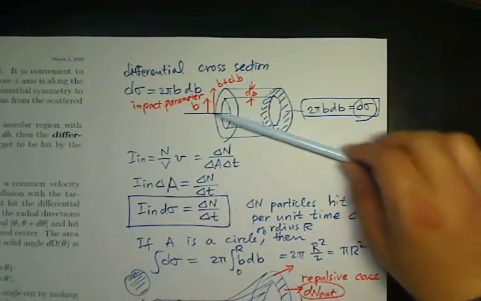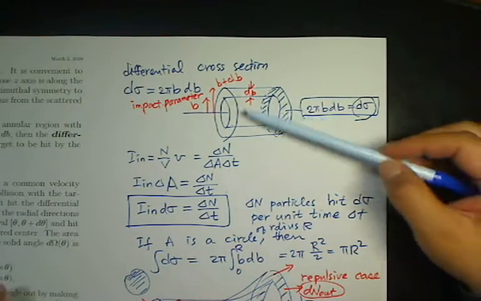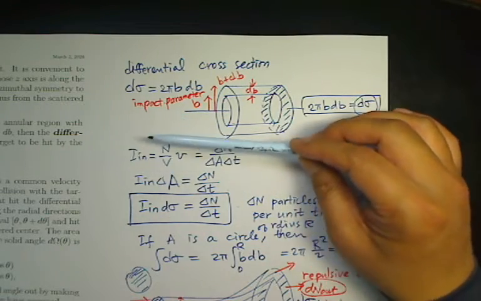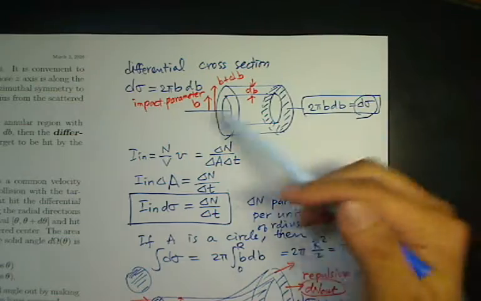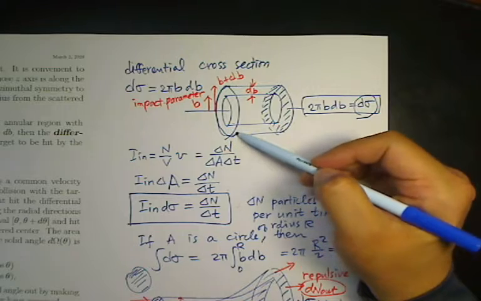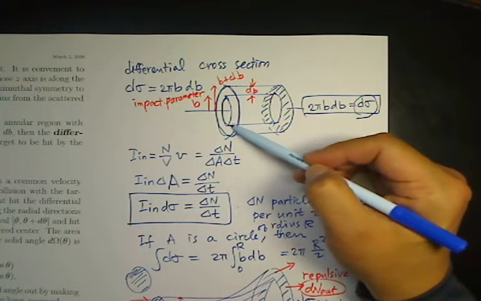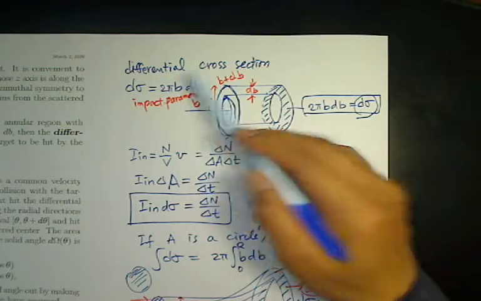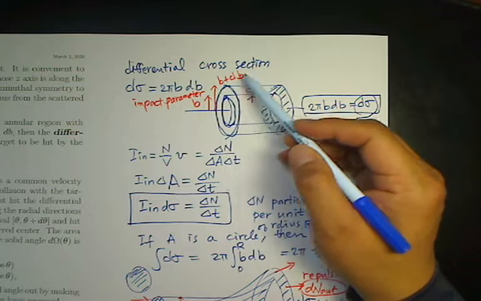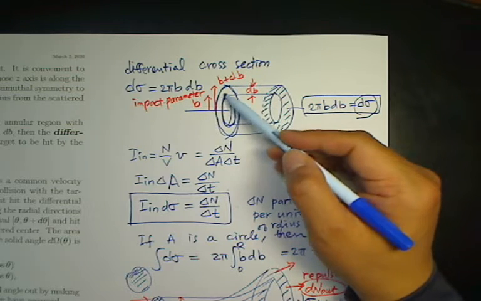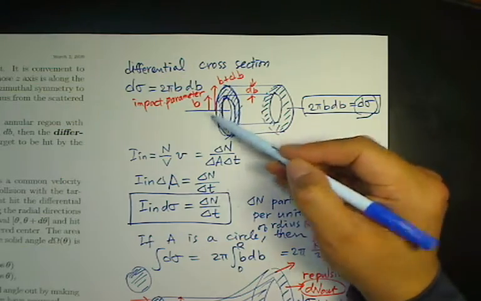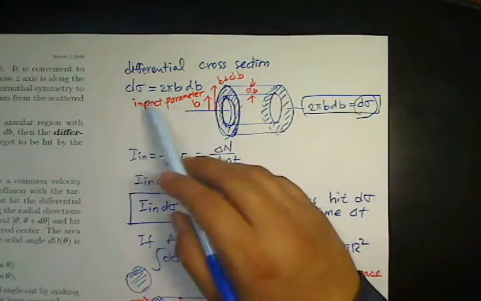If it is prepared uniformly, let us consider the cross-sectional area on which the particles are hitting. The uniform cross-sectional area can be divided into small pieces. That is a differential cross-section with the impact parameter b ranging from b to b plus dB. Then the area of this annular region will be the differential cross-section. That is 2 pi b dB.